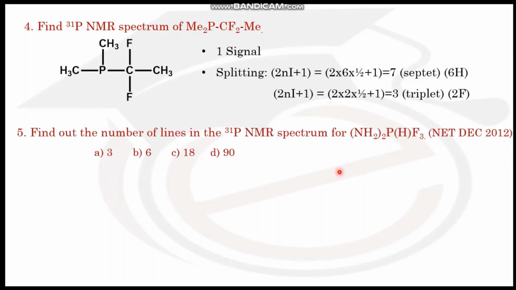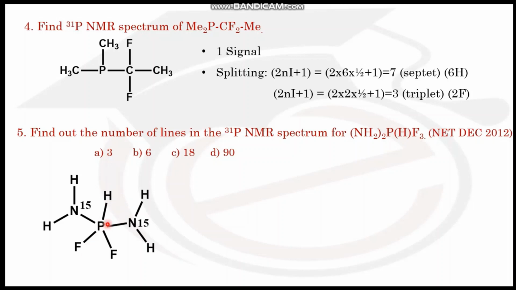Next question, find out the number of lines in P31 NMR of (15NH2)2PHF3. This was asked in December 2012. First we have to draw the structure, and it is mentioned here N15. What is the peculiarity of N15? That we can check. Here the question is P31 NMR. So here also phosphorus is connected to hydrogen, so this hydrogen can cause splitting.